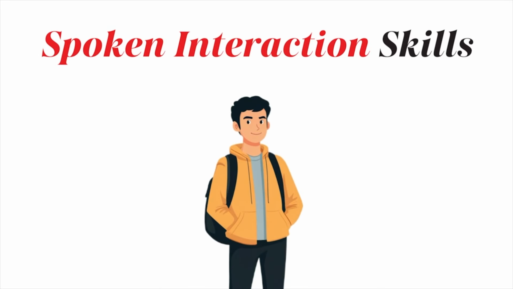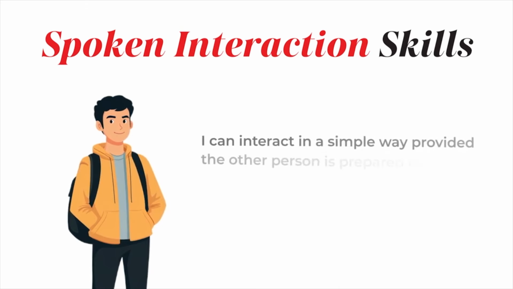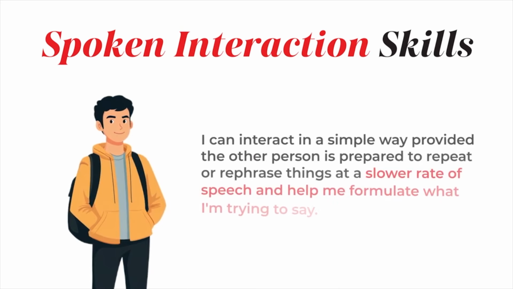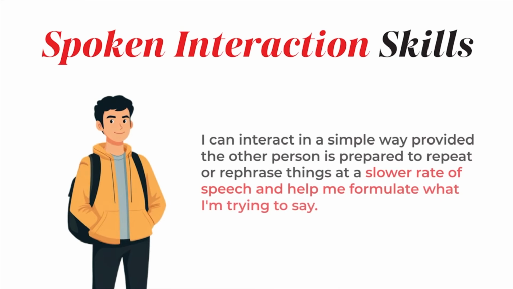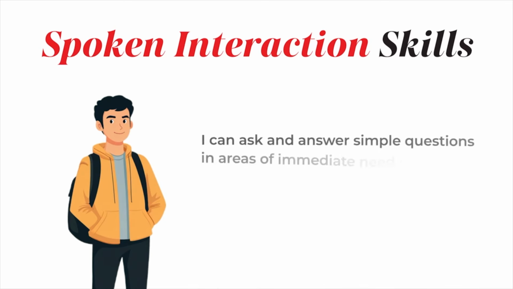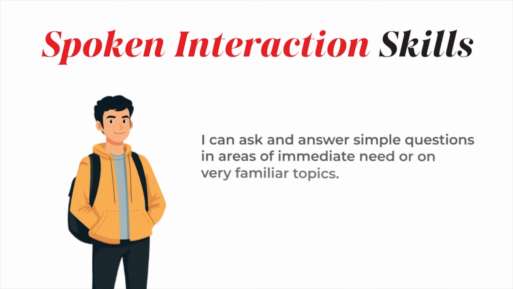Spoken interaction: I can interact in a simple way provided the other person is prepared to repeat or rephrase things at a slower rate of speech and to help me formulate what I'm trying to say. I can ask and answer simple questions in areas of my immediate need or on very familiar topics. Again, the person to whom you are speaking has to speak slowly and clearly about the topics with which you are familiar.